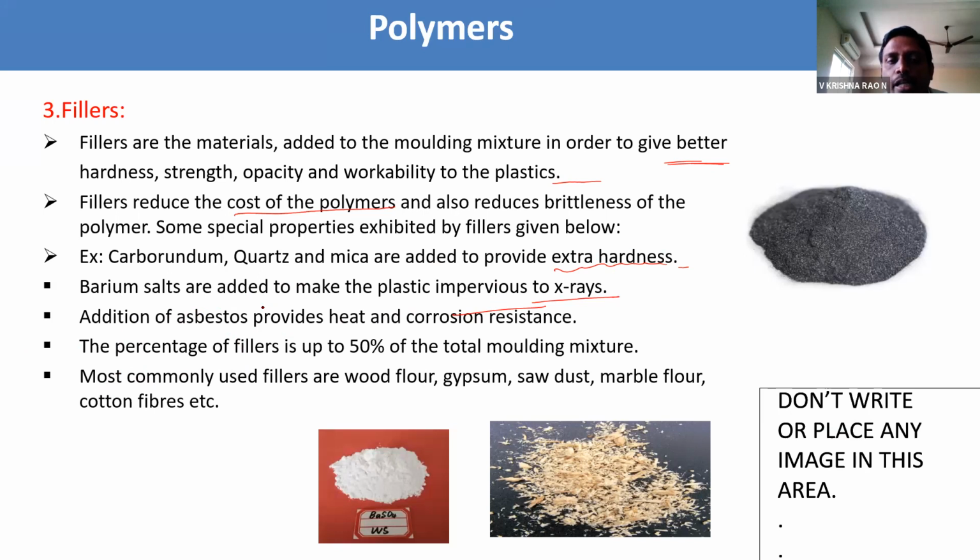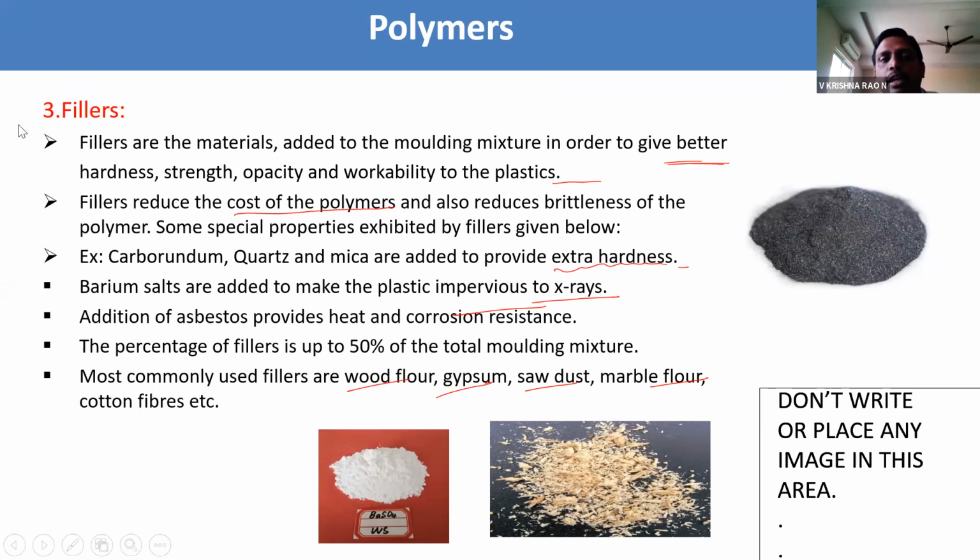If we add asbestos to this molding mixture, it helps to provide resistance against heat and corrosion. The percentage of filler is up to 50% of the total molding mixture; out of the mixture present, 50% of fillers can be present in the molding mixture. The most commonly used fillers are wood flour, gypsum, sawdust, marble flour, cotton fibers, etc.